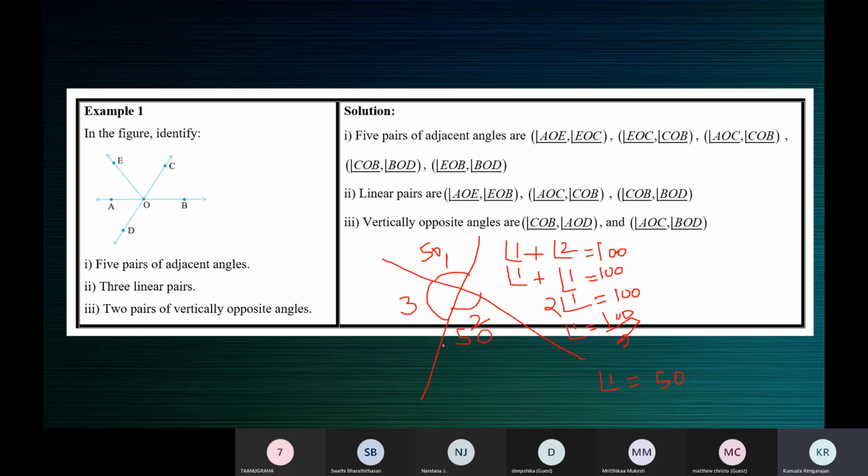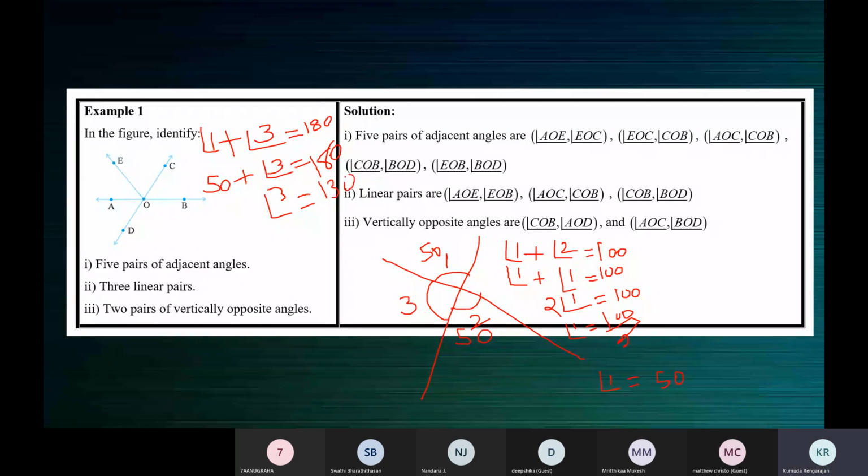Now you can mark this as angle 3, and say angle 1 plus angle 3 is equal to 180, linear pair. What is angle 1? 50 degrees. 50 degrees plus angle 3 is equal to 180. So what is angle 3? 180 minus 50, ma'am. So angle 3 is 180 minus 50, which is 130 degrees.